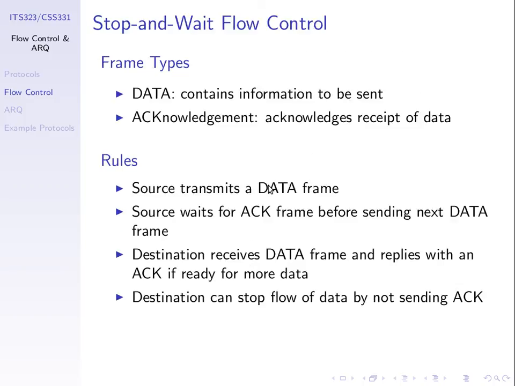So let's look at the first protocol for flow control, and the name of the protocol is called stop and wait flow control. And we've seen it already. We introduced it in the example for the time sequence diagram. There are two frame types, data containing the payload and acknowledgement, an ACK, which acknowledges the receipt of the data. So we've seen that. We send data from A to B, B sends an ACK back.